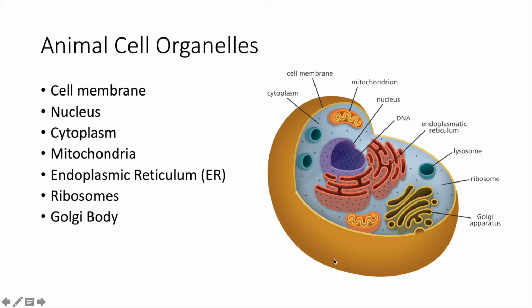So you've got the cytoplasm, which is just this bit on the inside, and then the cell membrane is the yellow bit around the outside. This is the mitochondria, the nucleus, the endoplasmic reticulum, or ER, and the Golgi body and ribosome.